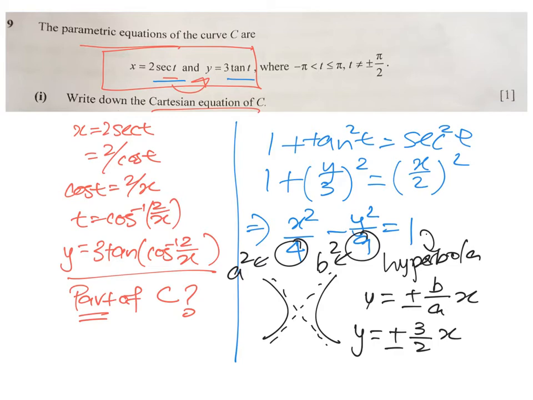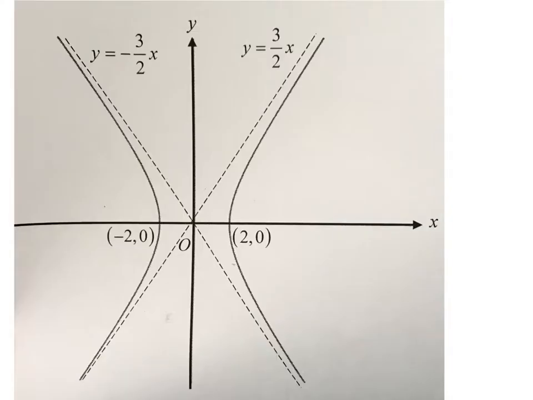Now let us give a proper sketch of this hyperbola. With the x and y axes labeled, notice that this is the sketch of the hyperbola with the equation x squared over 4 minus y squared over 9 equals 1. What are the things to take note of when sketching this curve? First, you're asked to state the equations of the asymptotes. So make sure that you have the equations of the two oblique asymptotes stated clearly on the diagram itself, as well as the coordinates of the points where C crosses the axis.